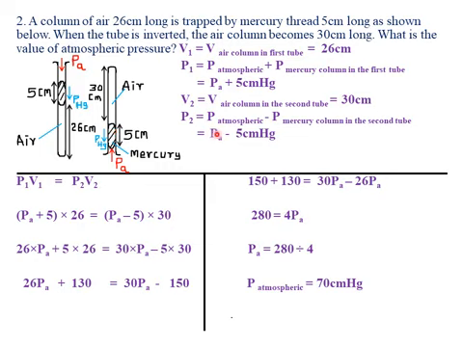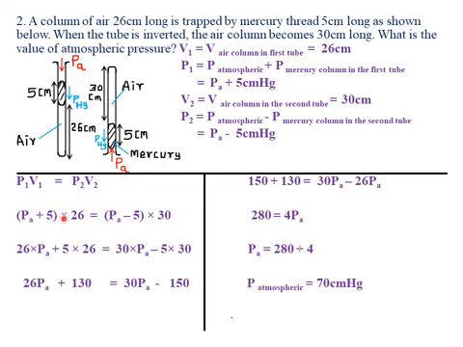Therefore, P2 is equal to atmospheric pressure minus the pressure due to the mercury, which is actually 5 centimeters of mercury, because the length of the mercury column is 5 centimeters. Then Boyle's law requires that P1 V1 must be equal to P2 V2. So P1 is PA plus 5 centimeters of mercury. So (PA plus 5) multiplied by V1, which we already have as 26 centimeters, is equal to P2, which is (PA minus 5), multiplied by V2. V2, we have it as 30 centimeters.